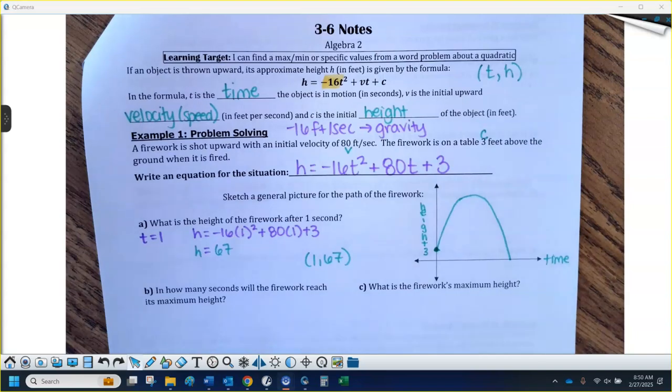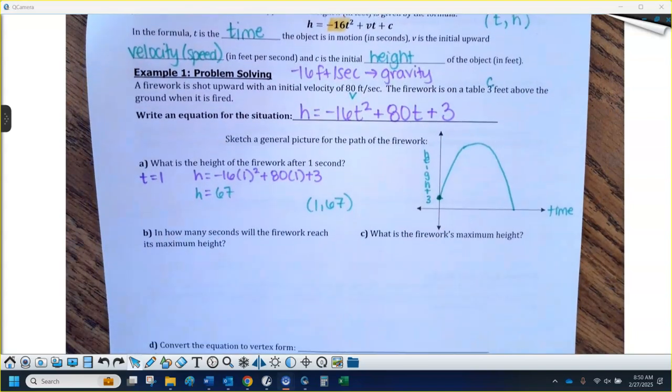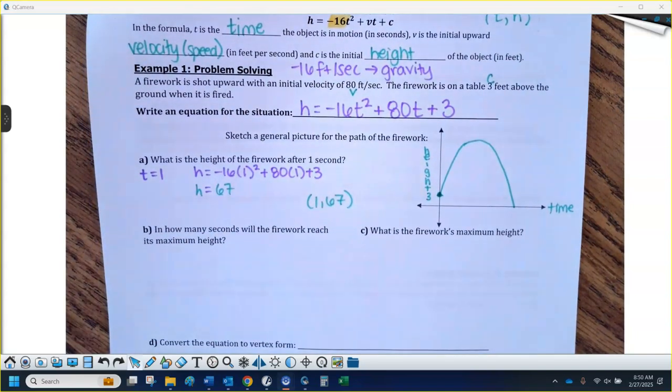Okay. Now, I'm not going to draw on the graph just yet because I'm going to ask you these next 2 questions, and these are really what today's kind of all about. Part B here says, in how many seconds will the firework reach its maximum height? If you guys are thinking about this lovely little picture, where on that graph would the maximum height be? Like at what point?